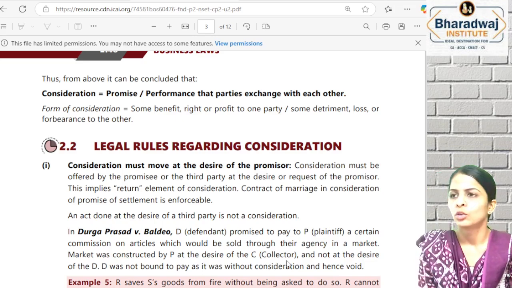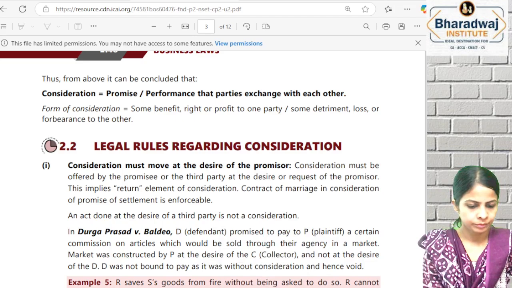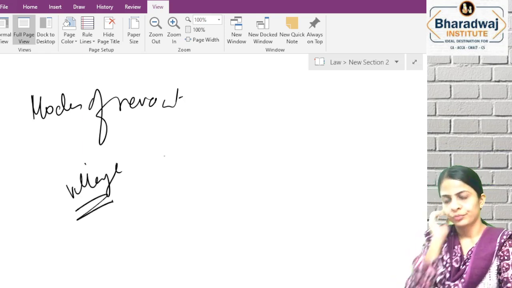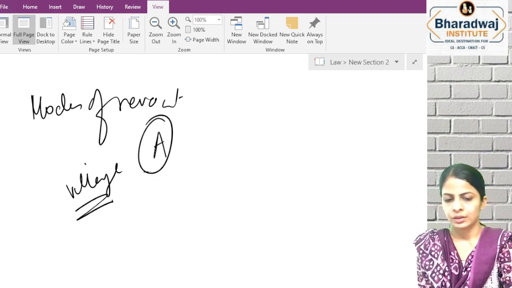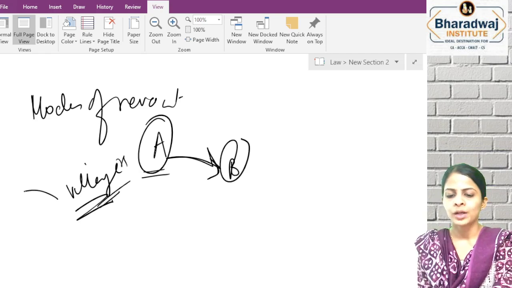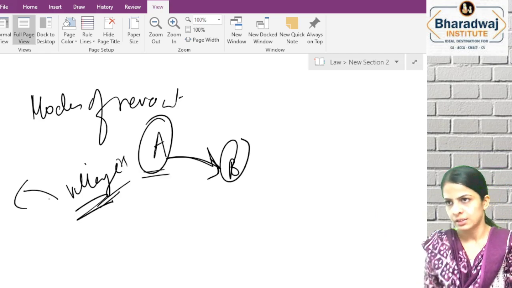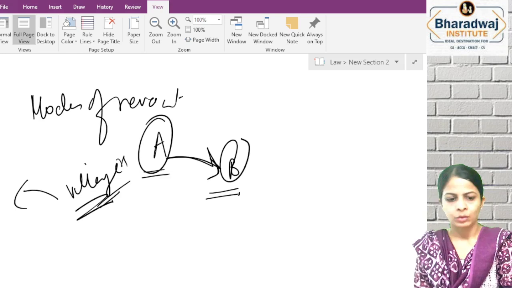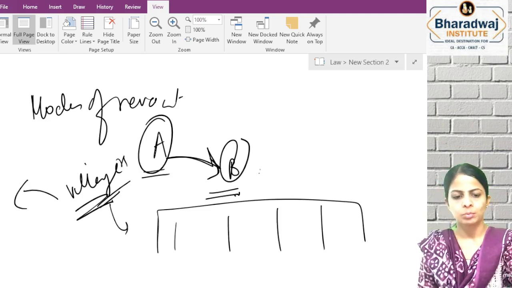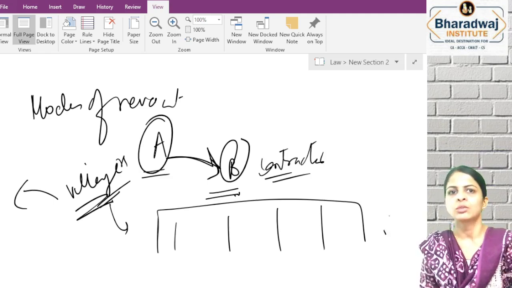There is a case law here, Durga Prasad versus Baldio. What happens in this case law? There is a village. In that village, there is Mr. A and there is Mr. B. He informs B that all the villagers are going outside our village to sell their articles. What we will do is, I will give you money, and you construct marketplaces within our village. So B is a contractor. He constructed the marketplaces so that villagers can hire these spaces and sell their articles.